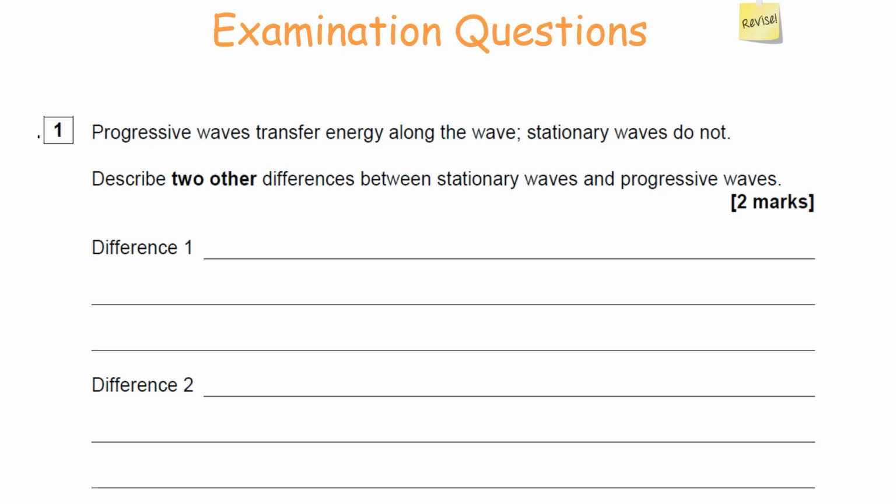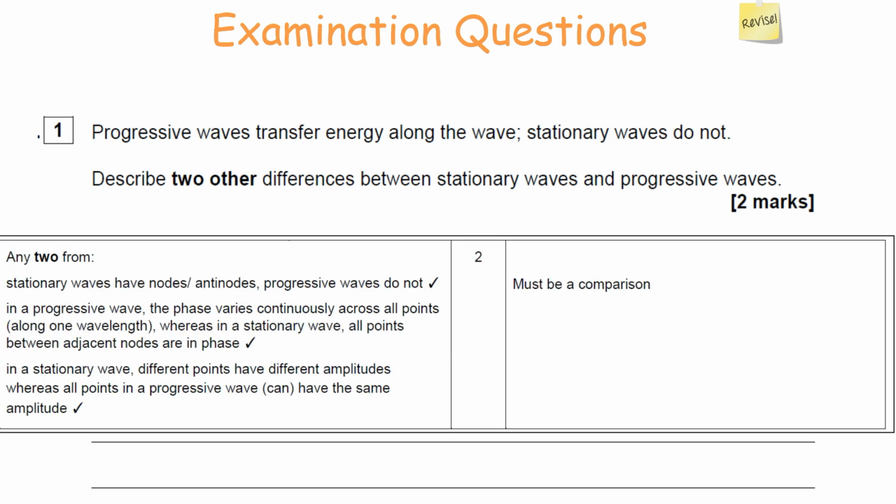Now you've got to think of what the actual characteristics of stationary waves and progressive waves are. So you could say that stationary waves have nodes and antinodes while progressive waves don't. You could think that in a progressive wave the phase will vary continuously across all the points, but in a stationary wave all the points between the nodes which are next to each other are all in phase. Also, in a stationary wave, different points have different amplitudes, but the point of a progressive wave is that all the points have the same amplitude because it's progressing through the substance.